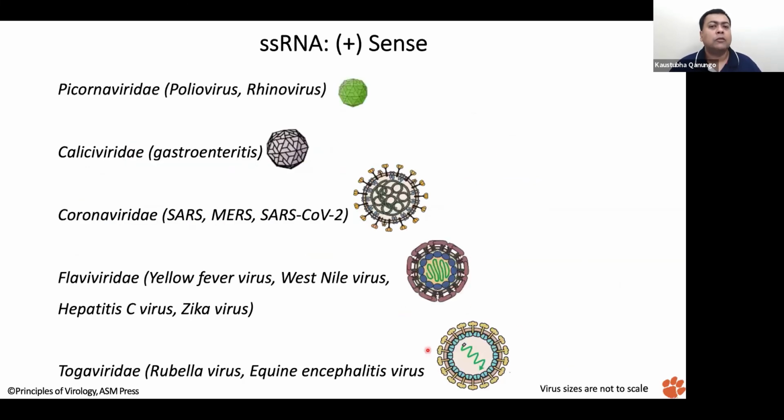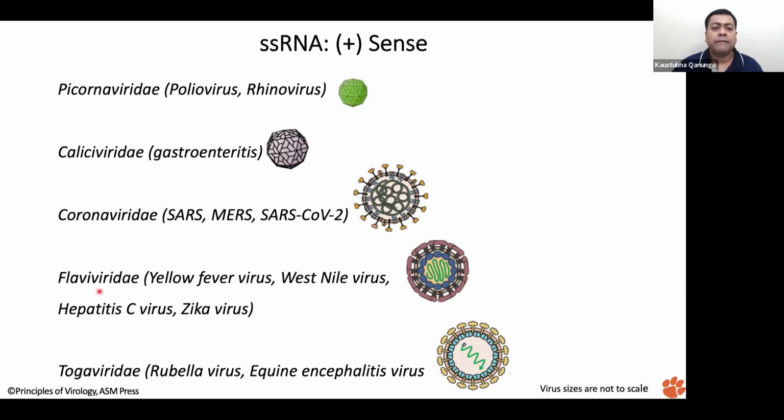So here we are looking at some of the plus-sense RNA viruses. Most of the viruses on this earth that are known belong to this plus-sense RNA, which is the interesting part. You can see some of the viruses that are known to you: picornaviridae, poliovirus, rhinovirus. Rhinovirus is the cause of the common cold. And then coronavirus, of course, all of them belong to this class, plus-stranded RNA.